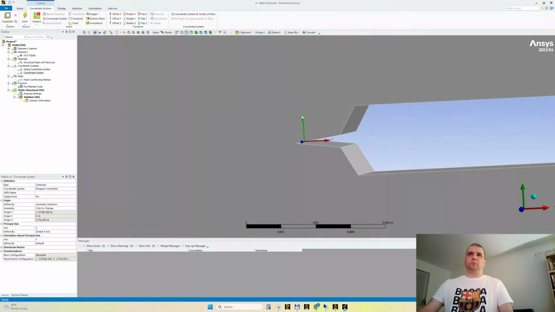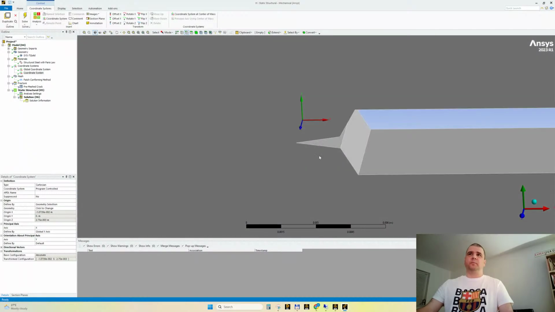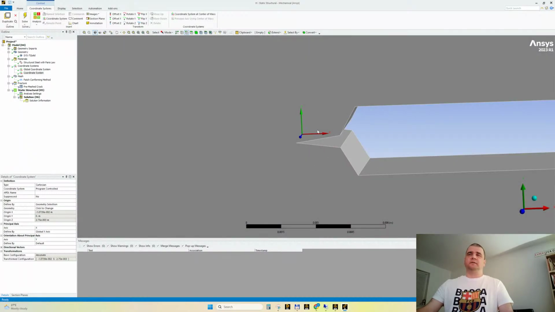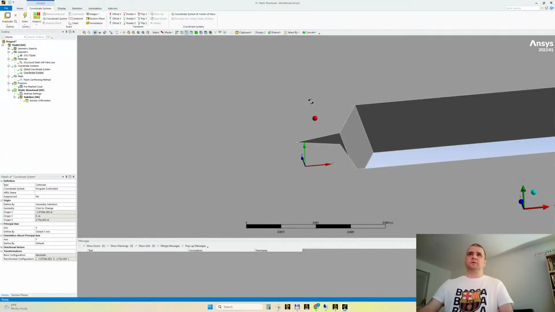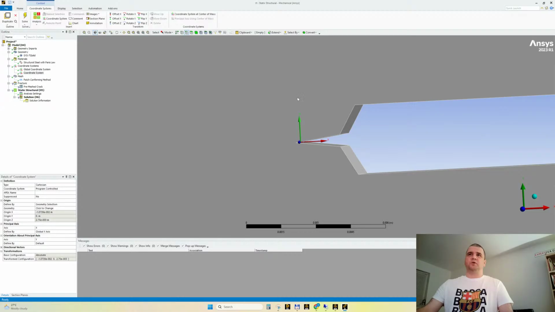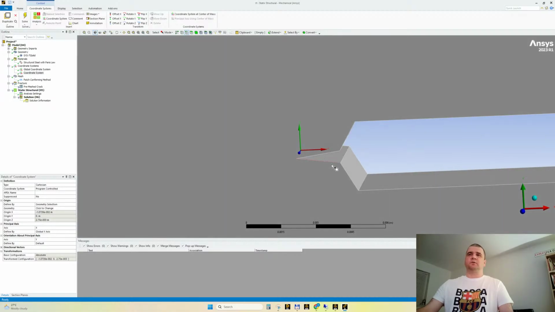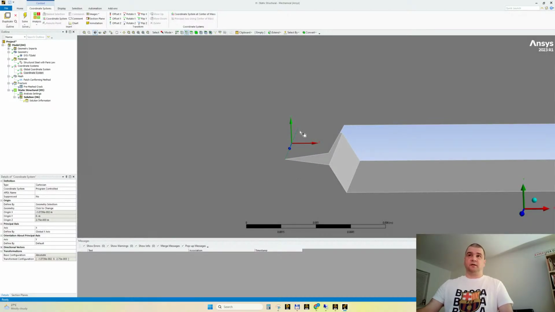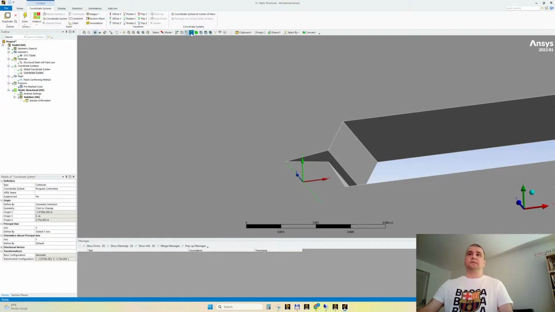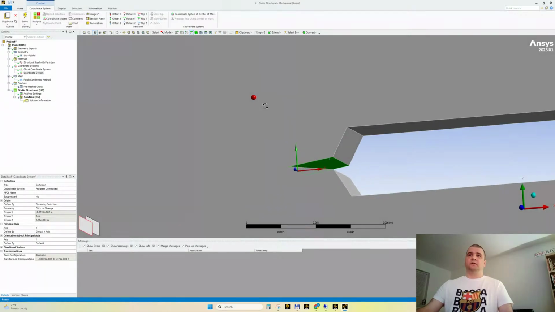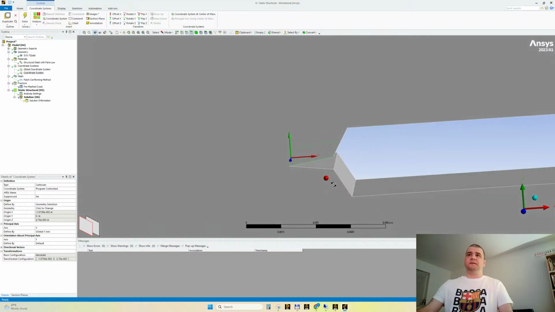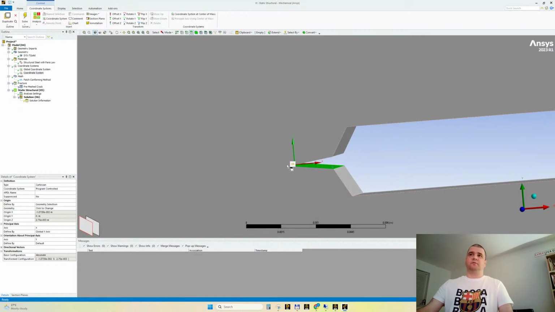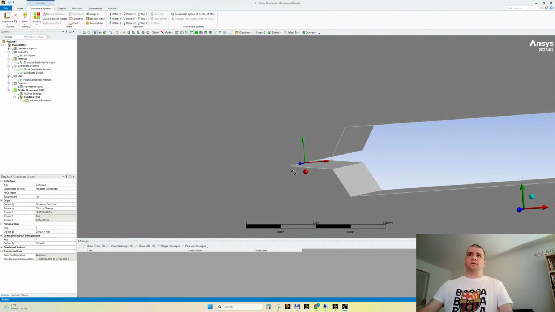The positive y is called top, and the negative is called bottom of the crack. So the crack is defined by the front. This edge is the front of the crack. This surface is the top of the crack, positive y, and this surface is the bottom of the crack. This is what you need to know regarding the creation of the crack.